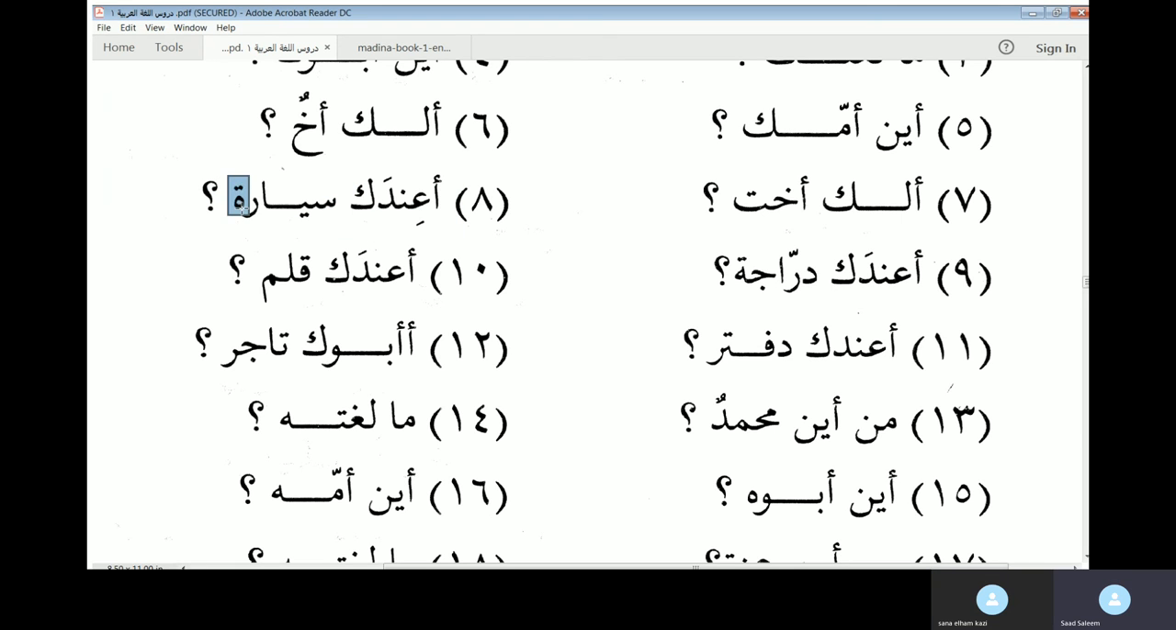One question. We learned that with feminine names we use dhamma. Why do we use tanween with siyara? Yeah, so what is the question? I didn't understand. With feminine names, we use the dhamma. We cannot use tanween. But with siyara, why do we use tanween? Because it is a non-proper feminine name. With a proper feminine name, we cannot use tanween. But with a non-definite noun, we can use tanween.